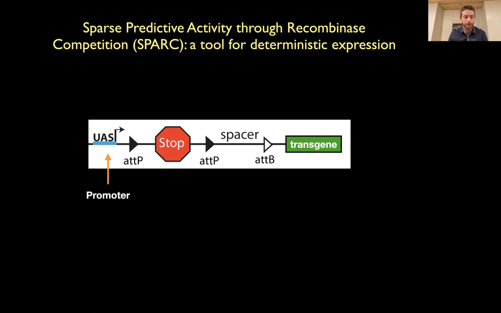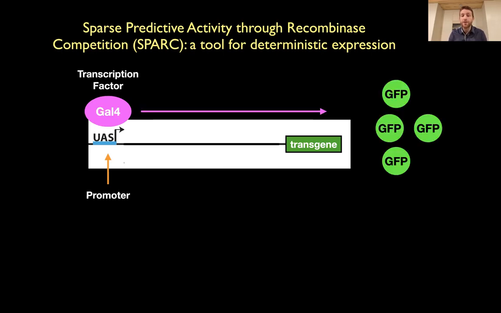First, there's a promoter. Here, a UAS promoter, which is recognized by the transcription factor GAL4. Now, in this system, if there's nothing between the promoter and the transgene you're trying to express, then GAL4 will drive expression of that transgene, and here I'm showing you GFP as an example. Now, in flies, GAL4 can be expressed in a cell type specific manner, so we can specifically target individual cell populations.